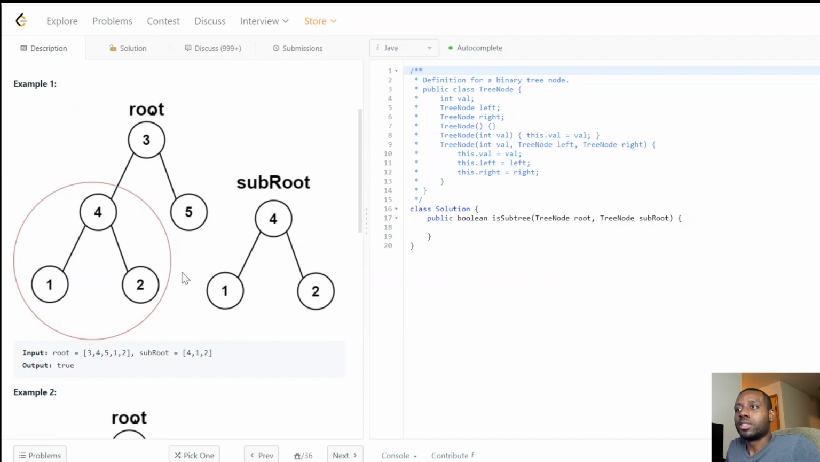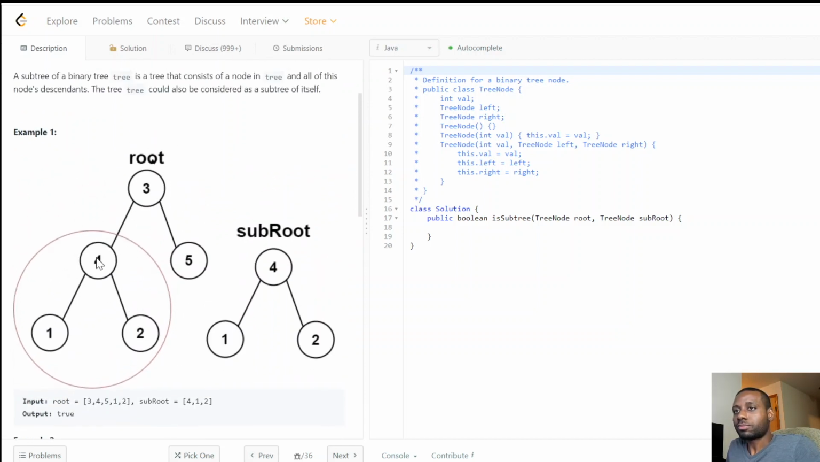So you can see the algorithm is going to be, for every subtree we encounter, for every root, we keep checking to see if the subtree rooted at that node is the same as the subtree that's passed in. That's kind of the whole algorithm. So it's going to be very, very simple, guys.